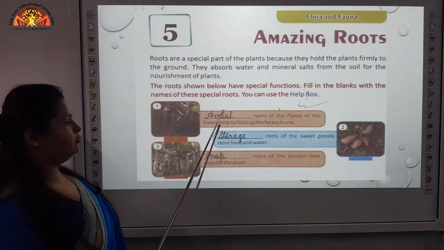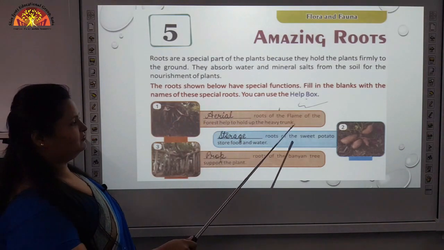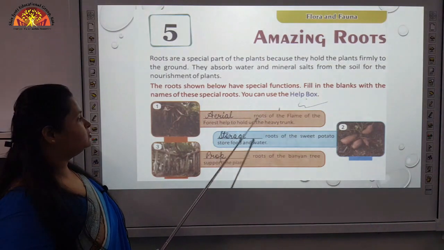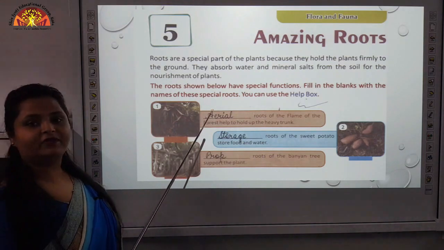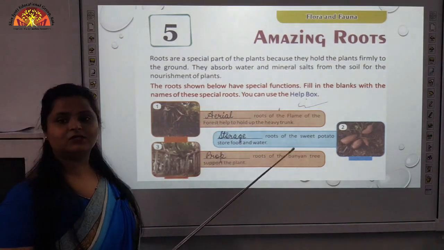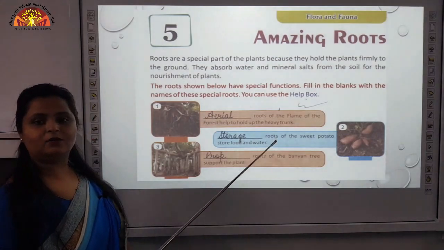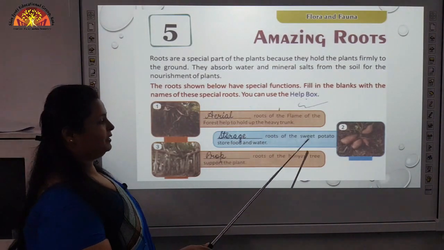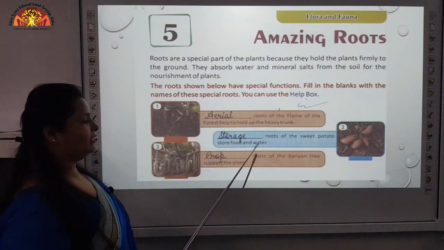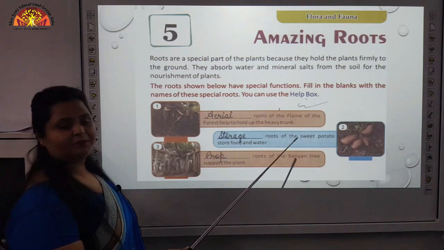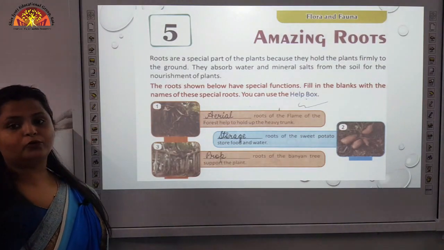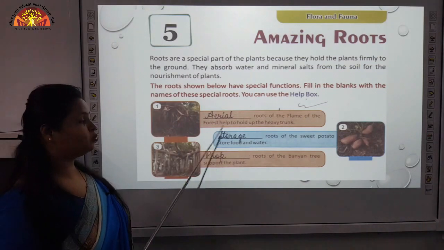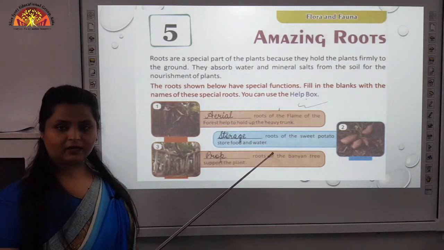First is aerial roots. Aerial roots of the flame of the forest help to hold up the heavy trunk. Okay, so these roots have the capability of holding the heaviest trunk so that it can stand very straight. Next, storage roots of the sweet potato store food and water. You all are aware of sweet potato, beetroot, carrot. So these storage roots are generally found under the soil.